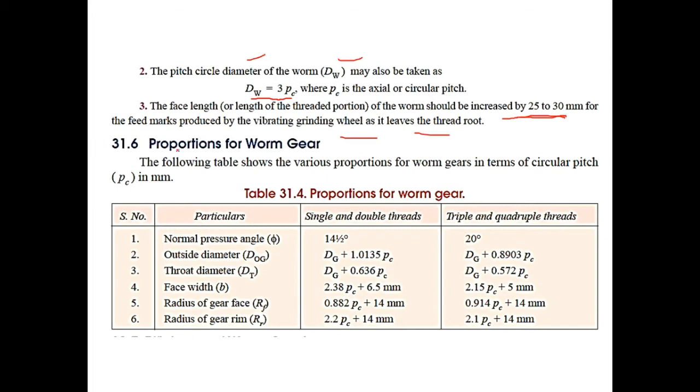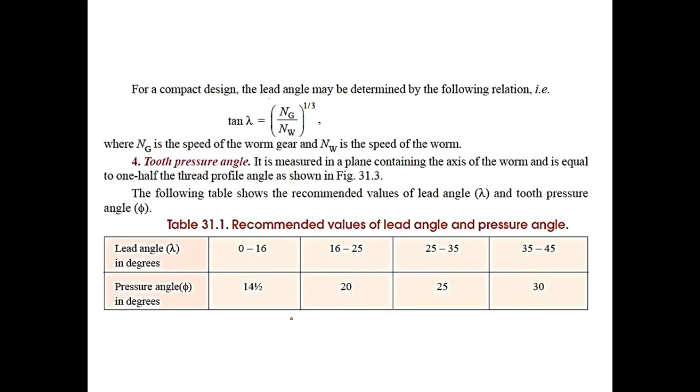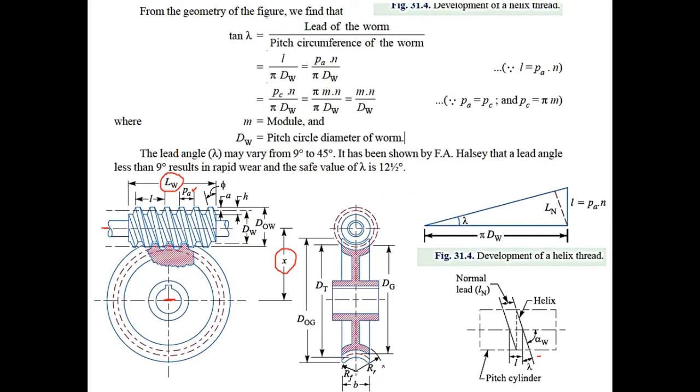So then this is the proportion for the worm gear. In design we will see how we will calculate the normal pressure angle, outside diameter, throat diameter, face width, radius of the gear face, and radius of the gear rim. So these all parameters are shown here: R rim, RF, B, DOG, DT, DG, and DOW.